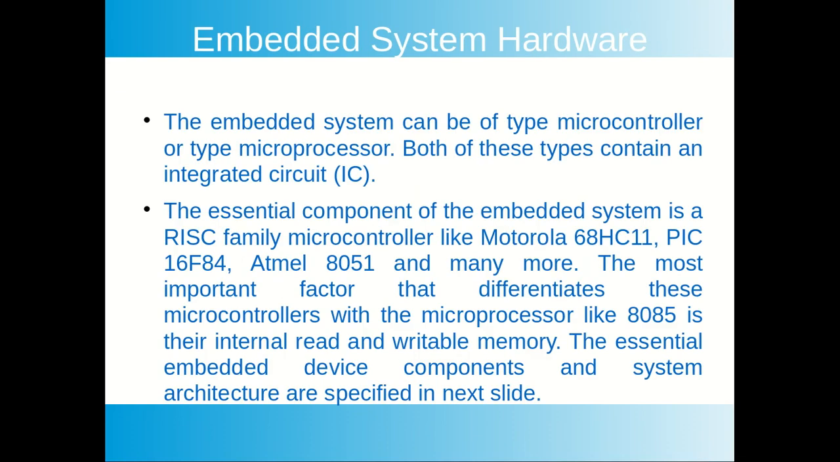Now, let's talk about embedded system hardware. An embedded system basically has two parts, a hardware and a software. Embedded system hardware: embedded system can be of two types, microcontroller or microprocessor. Both of these types contain an integrated circuit.